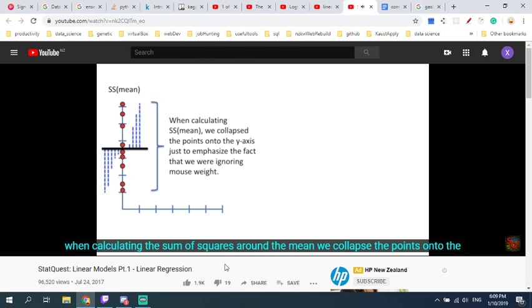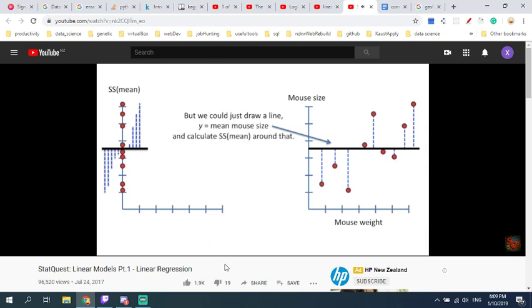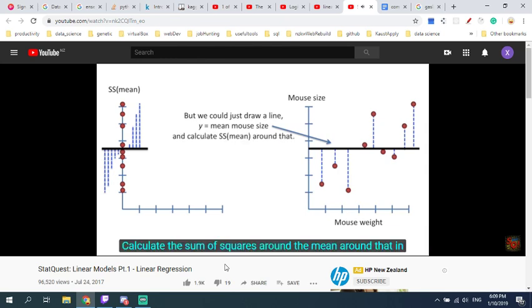When calculating the sum of squares around the mean, we collapse the points onto the y-axis just to emphasize the fact that we were ignoring mouse weight. But we could just as easily draw a line, y equals the mean mouse size, and calculate the sum of squares around the mean around that.